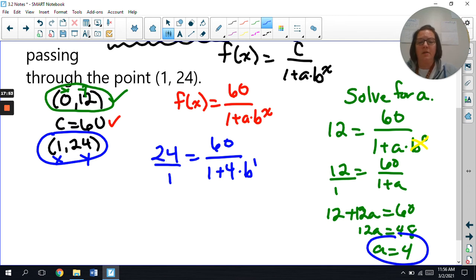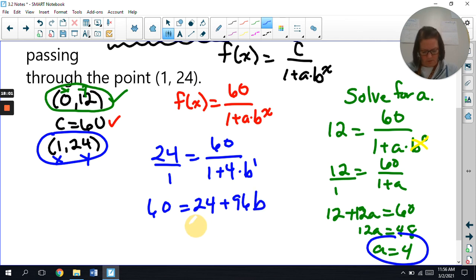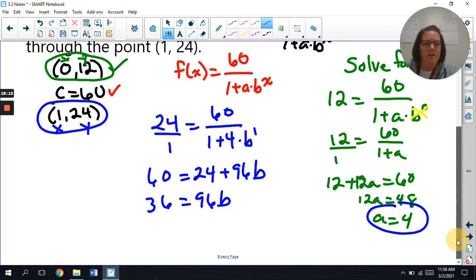So we end up with 60 equals 24 plus 96b. Subtract 24, and we end up with 36 equals 96b. Divide by 96, and we end up with a decimal, in this case, of 0.375, equal to B.